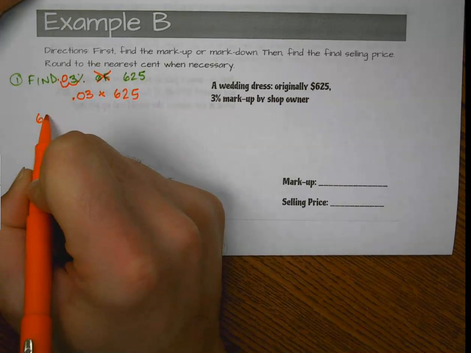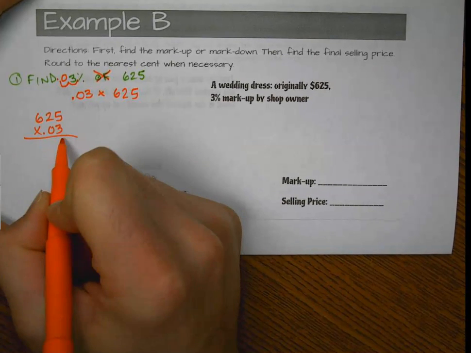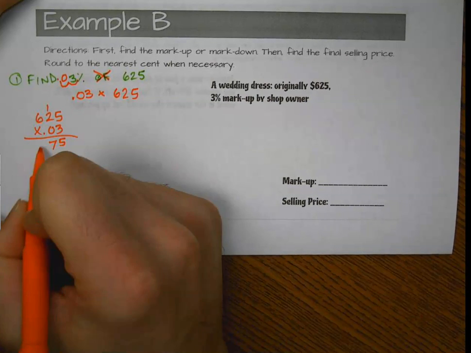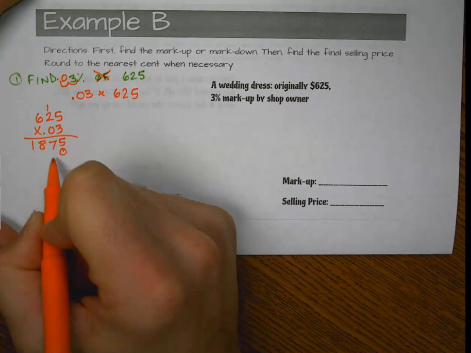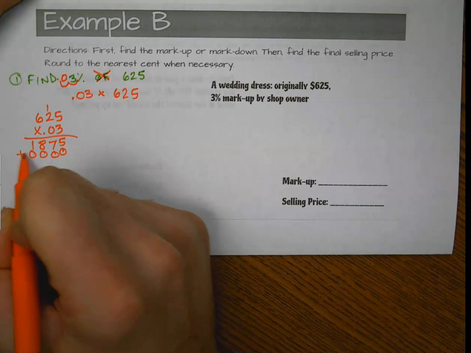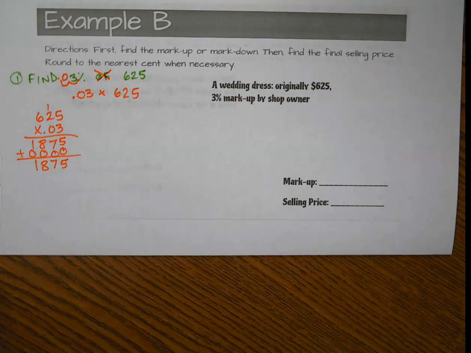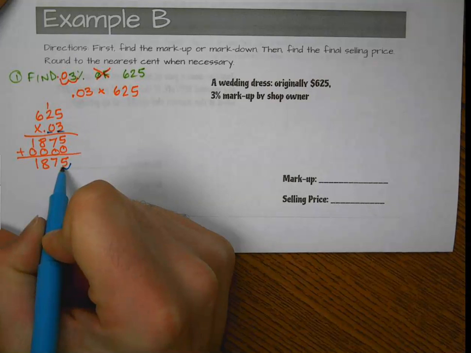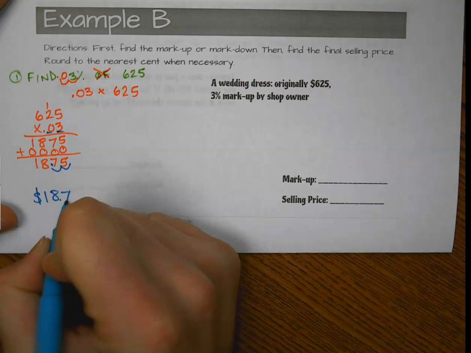Okay, so let's do that multiplication. 3 times 5 is 15. 2 times 3 is 6 plus 1 is 7. 3 times 6 is 18. Okay, I put a 0 and then, well, if I did that, it would just be a row of zeros. So it wasn't really necessary. So I have 1875. But we cannot forget about our decimal. We have 1, 2 in the problem, so we need 2 in our answer. So that means that the markup is $18.75.